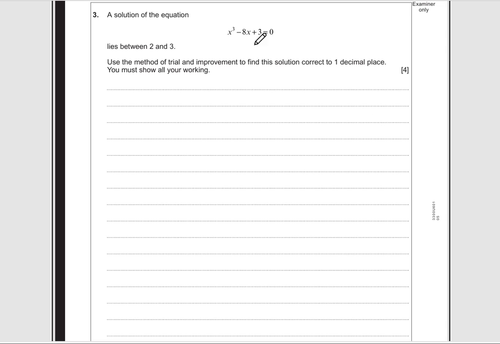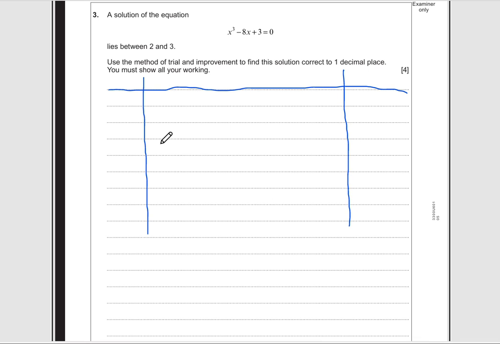Question 3. The solution to the equation x cubed minus 8x plus 3 equals 0 lies between 2 and 3. We need to use the method of trial and improvement to find the solution correct to 1 decimal place. So let's draw out our table. Always leave lots of space for the middle column.